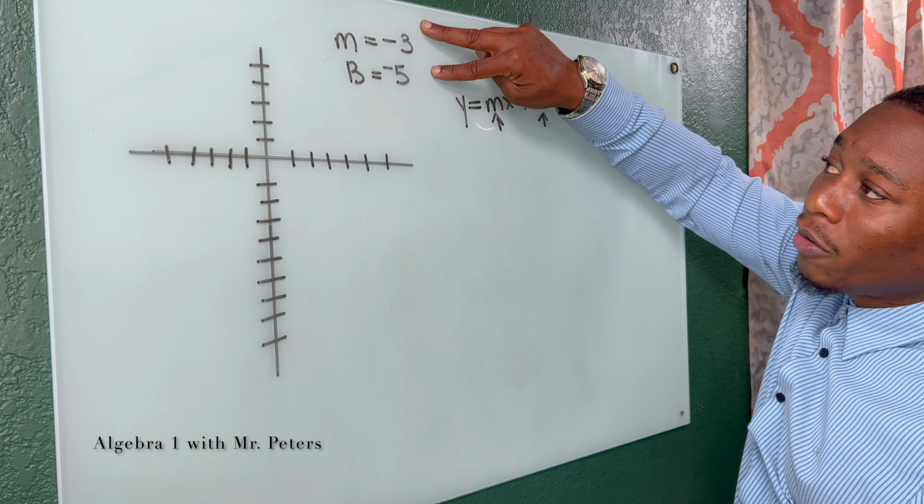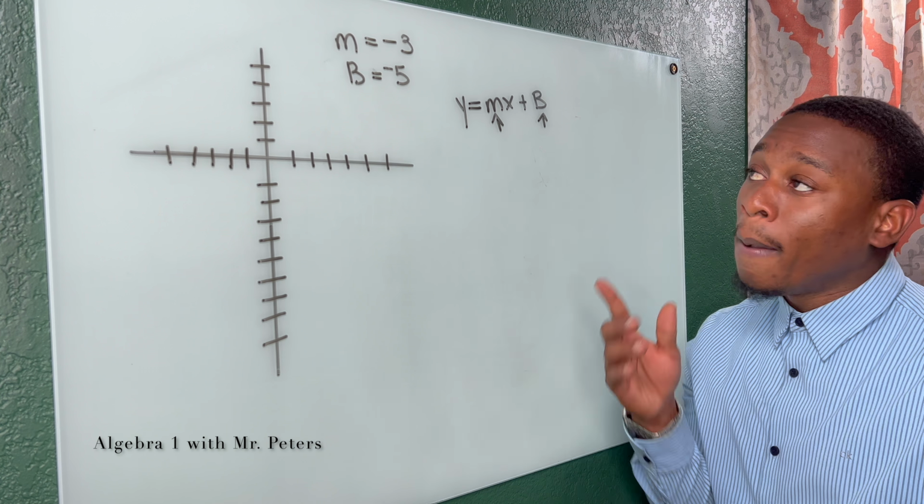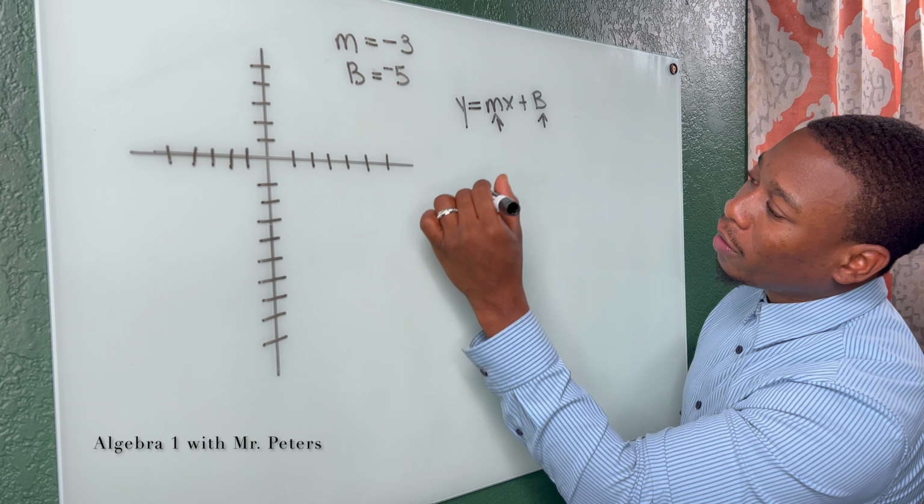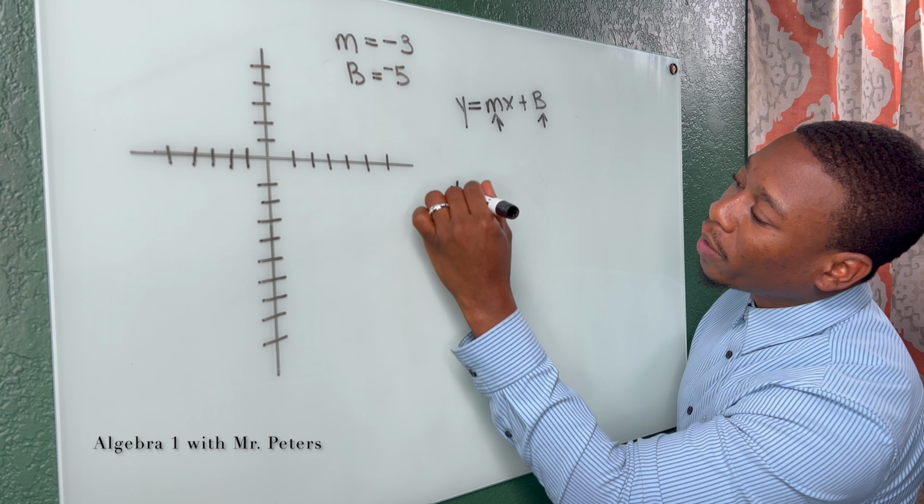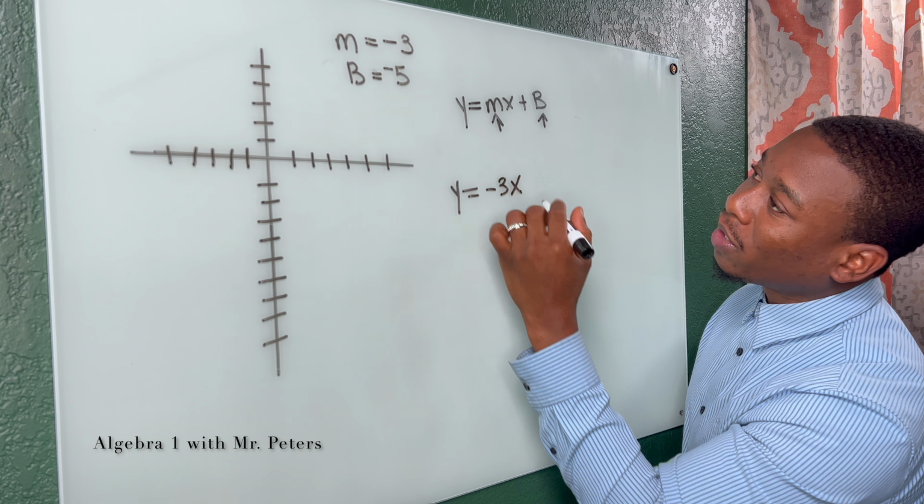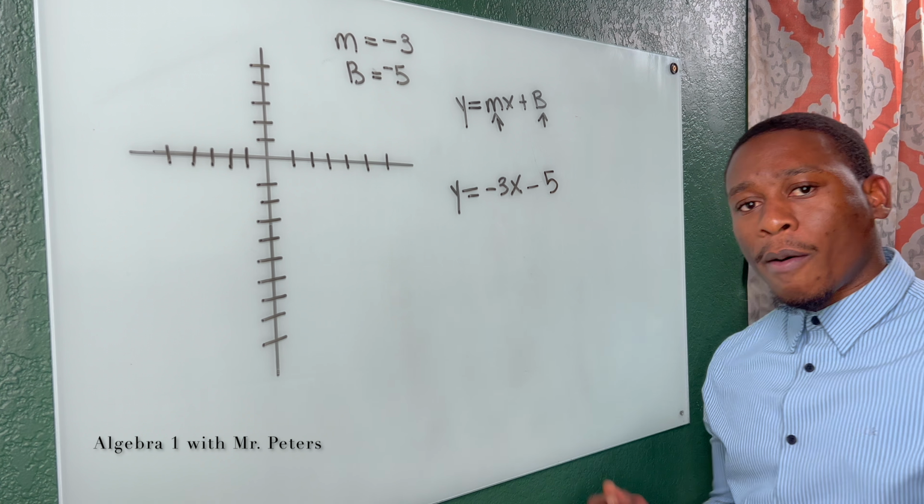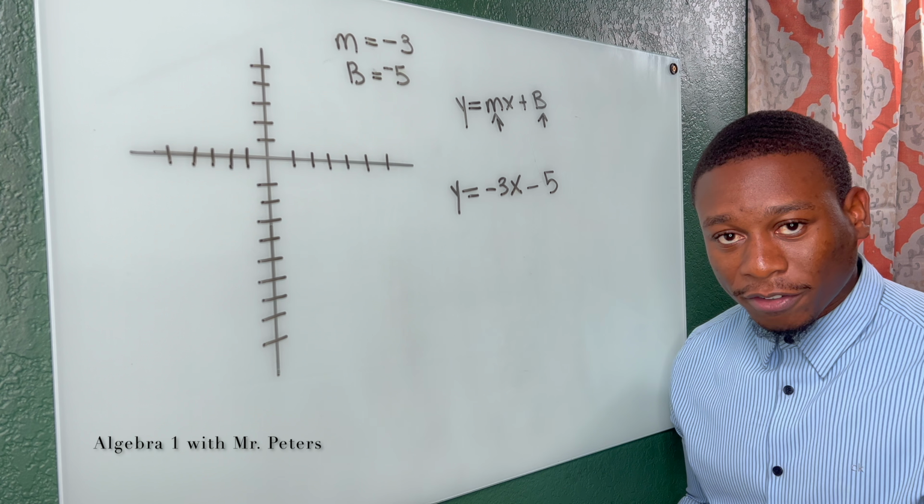So when they give us the information, telling us what the slope and y-intercept is, we just plug it in. Meaning, if I look at this information, the equation of the line would be y is equal to -3 times x plus b, but b is negative, so -5. Now, math family, I know, how will we graph this?